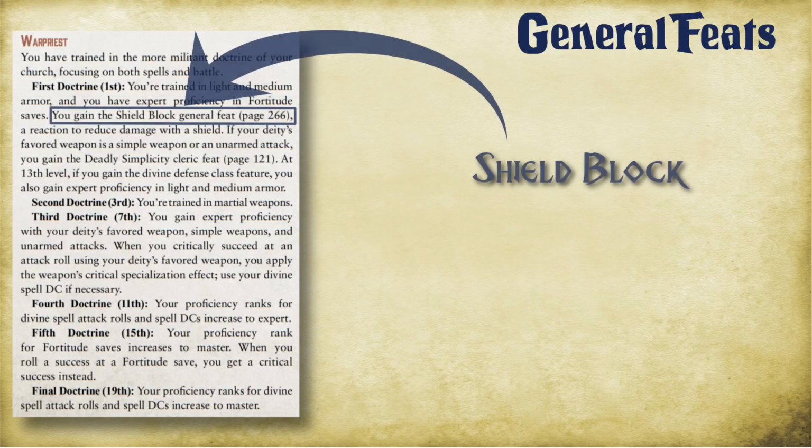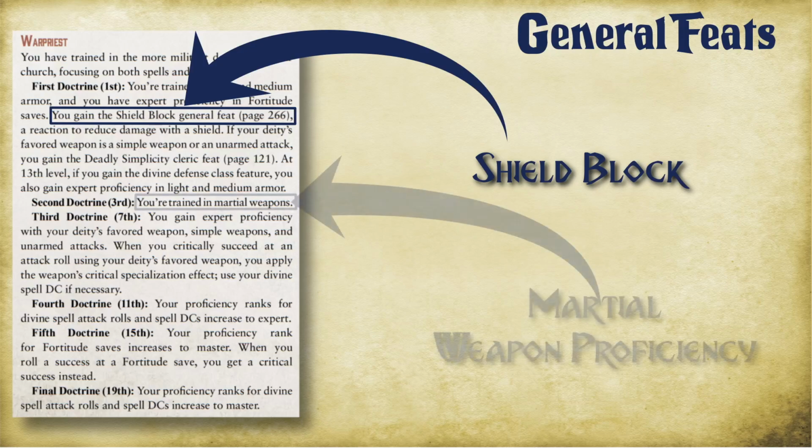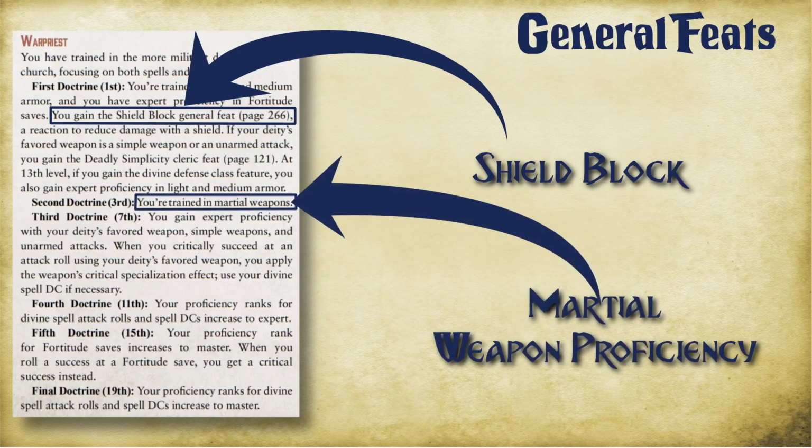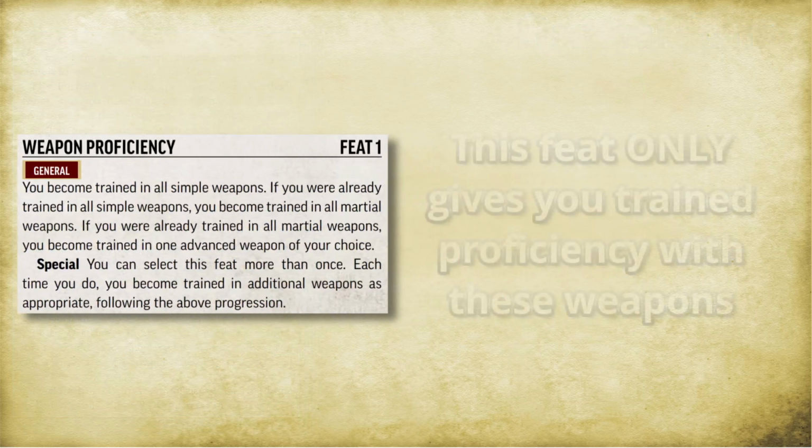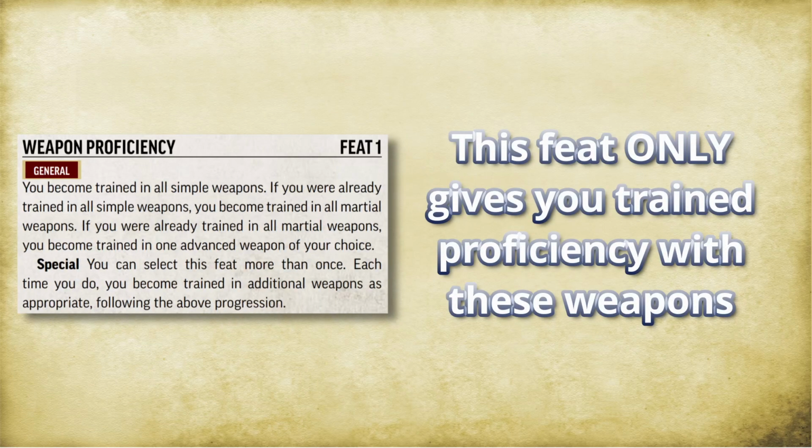Now, there are also general feats in doctrines as well. Actually, only one of the doctrines has general feats, but it gets several. The Warpriest gets the Shield Block general feat as part of their benefit in the first doctrine, and then they get the Martial Weapon Proficiency general feat in the second doctrine at third level. These function exactly as if you had just taken the general feat with your general feats. Nothing special there. What that means is your martial weapon proficiency doesn't increase to expert when your other weapon proficiencies increase. The Warpriest will only ever have trained proficiency for most martial weapons, unless their deity's favored weapon is a martial weapon, of course.